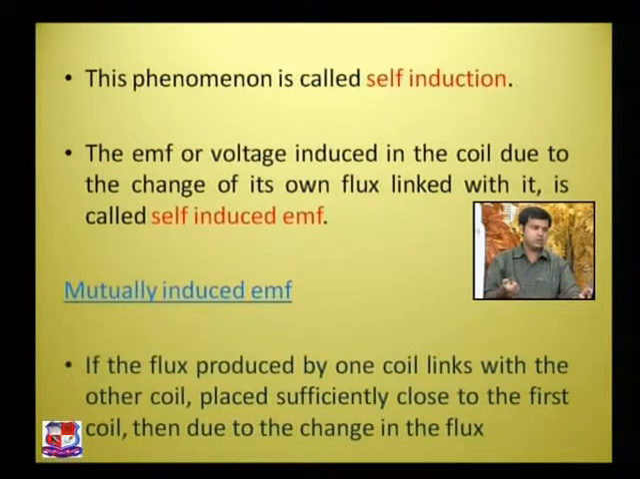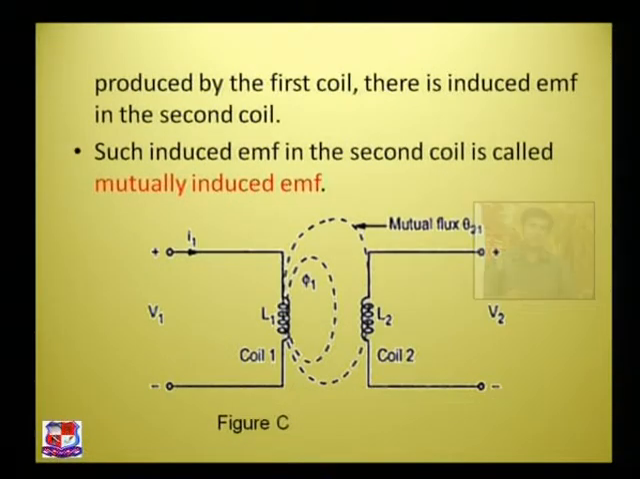Next definition is for mutually induced EMF. If the flux produced by one coil links with the other coil placed sufficiently close to the first coil, then due to the change in the flux produced by the first coil, there is an induced EMF in the second coil. In this diagram, figure C, there are two coils. In the first coil a voltage source is applied, so current I1 is flowing. In the second coil, L2, voltage source V2 is there and current I2 flows. The flux linkage in coil 1 is phi 1 and in the second it is phi 2.